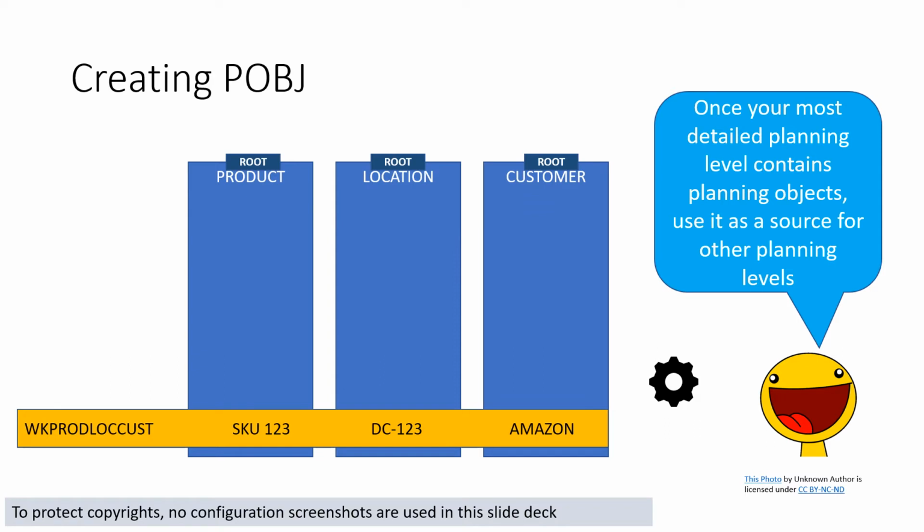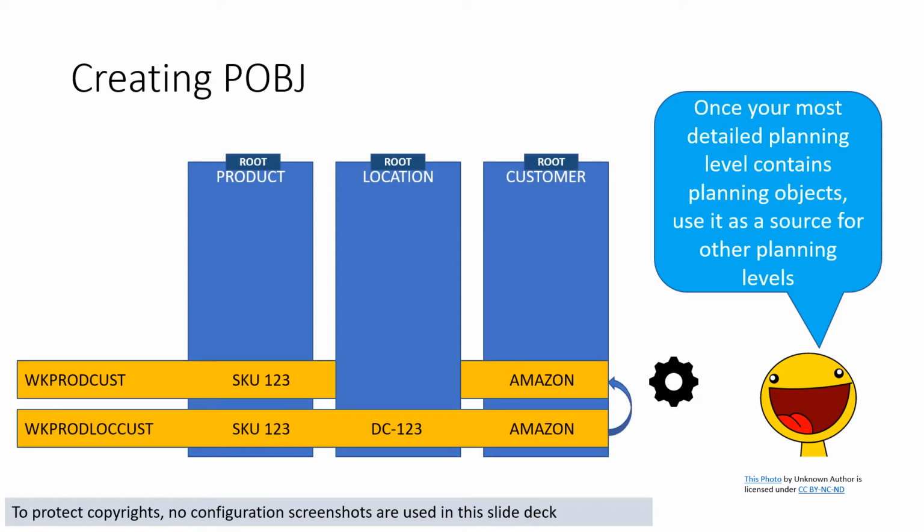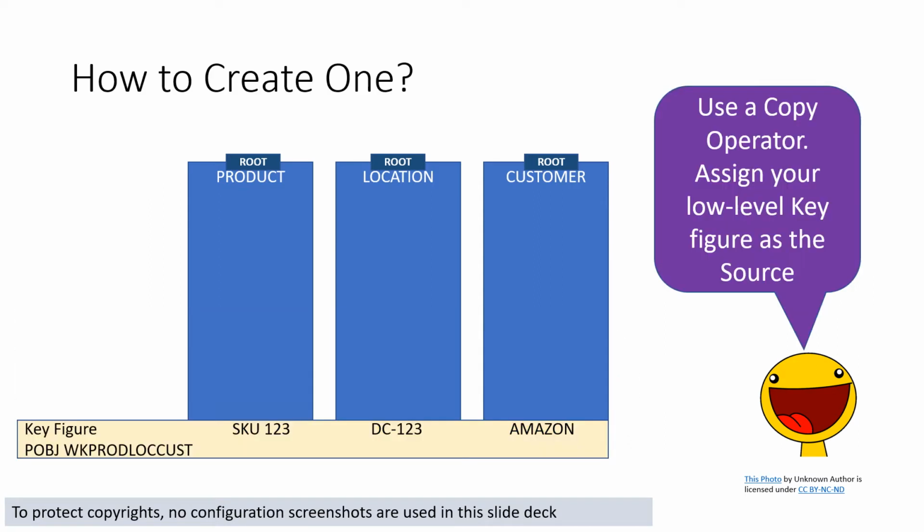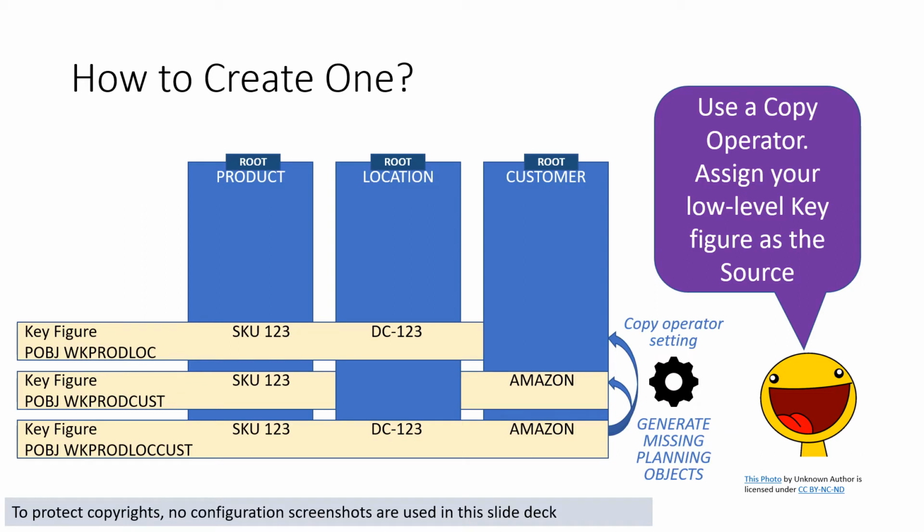Once your most detailed planning level contains planning objects, you can use it as a source for other planning levels. Use a copy operator. Assign your low-level key figure as the source. The copy operator setting is Generate Missing Planning Objects.